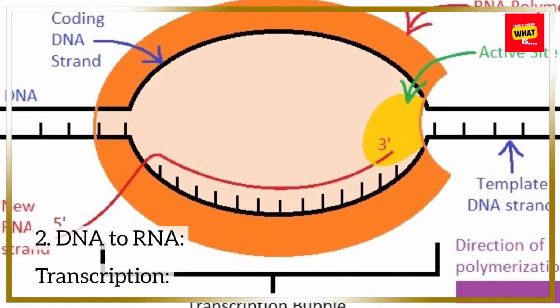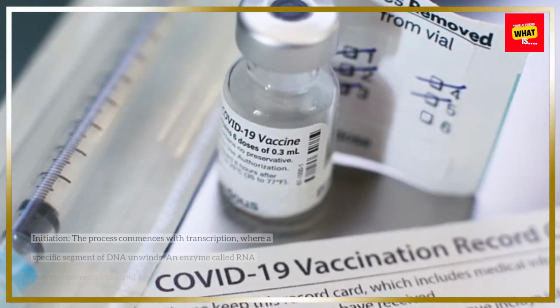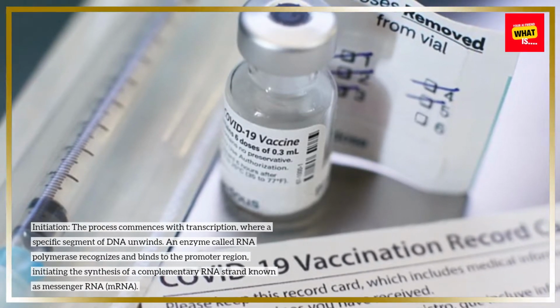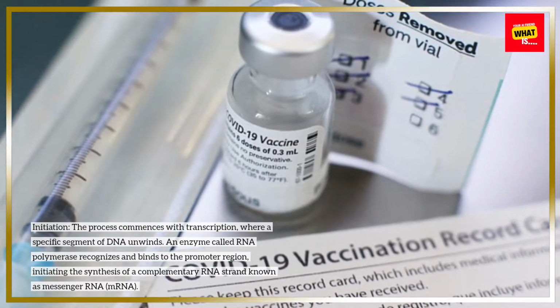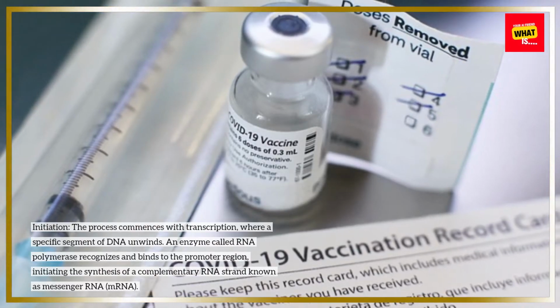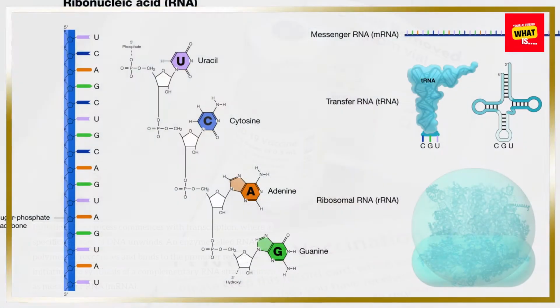2. DNA to RNA. Transcription. Initiation. The process commences with transcription, where a specific segment of DNA unwinds. An enzyme called RNA polymerase recognizes and binds to the promoter region, initiating the synthesis of a complementary RNA strand known as messenger RNA, mRNA.